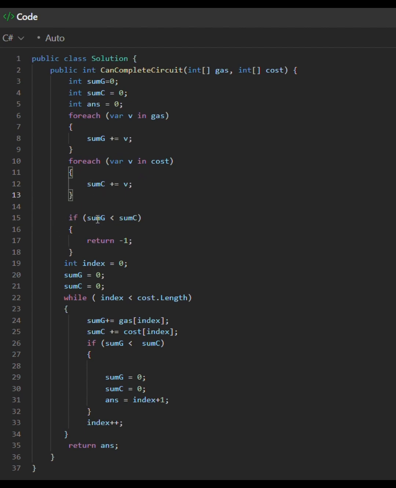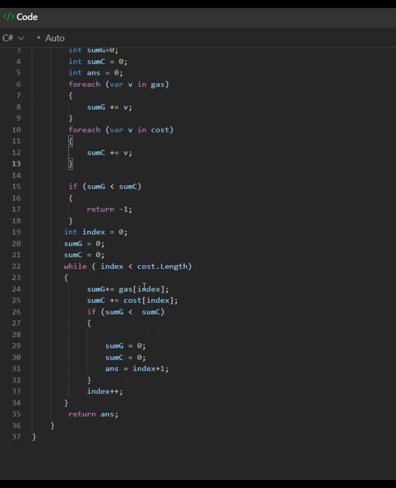Obviously, when the amount of gas is not enough to cover the cost, we return -1. If we have enough gas to cover the cost, we continue our algorithm here. We start at index 0. Then we set the total amount of gas and the cost so far to start at 0 again.